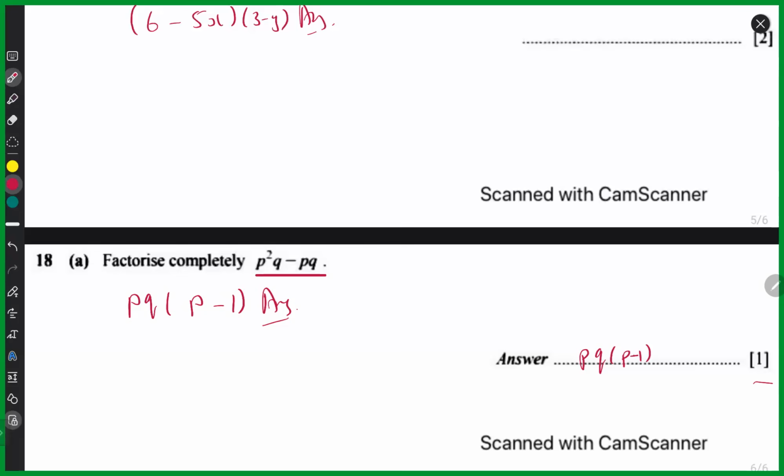Yes, any confusions with this? Anything that you guys were not able to understand? No confusions. Okay, and what about the other students?